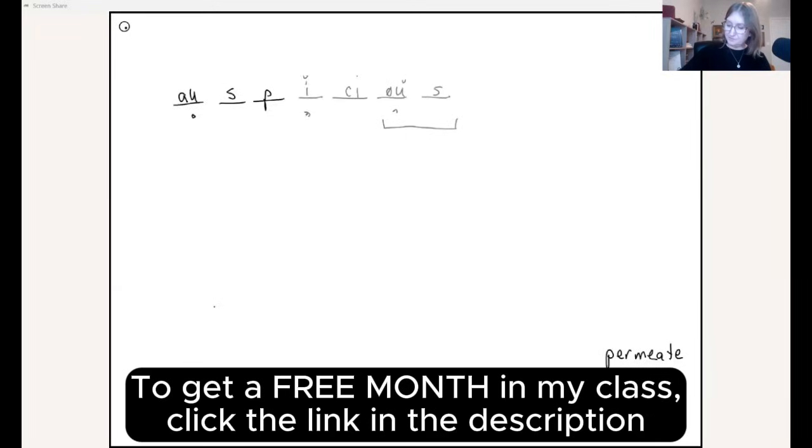Permeate. Then, without looking in the bottom corner of my board, spell the word auspicious. Permeate and auspicious. Auspicious and permeate. And then check your answer when you've written them down back in the corner of my board there. Okay, next word. We need to know about this.